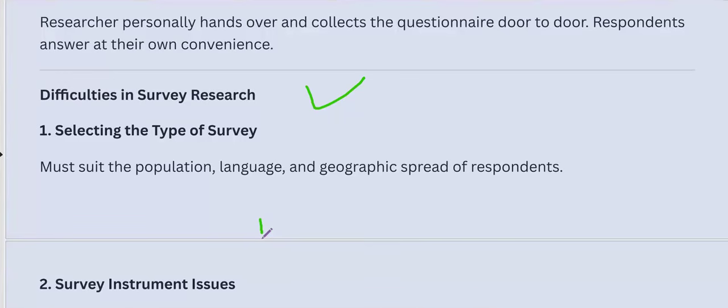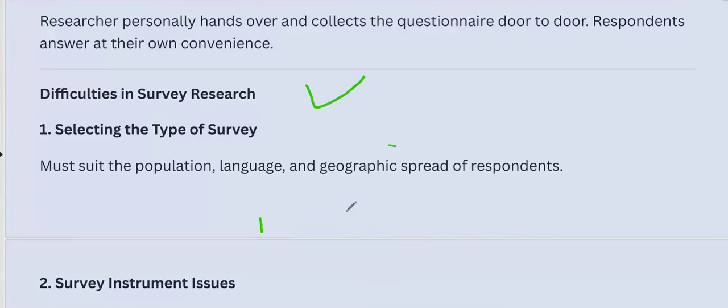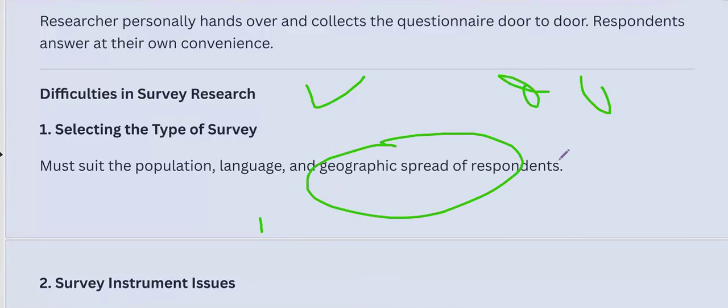If I'm trying to conduct rural research in Karnataka, it should be in Kannada language. It cannot be in English, it cannot be in Hindi, it cannot be in any other language. It should be in Kannada. Okay. And then geographic spread of respondents as well, where they are residing. That is also very important. Are they living in clusters? Are they living in different areas?